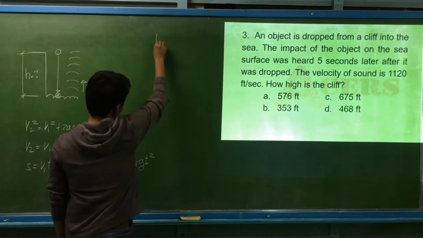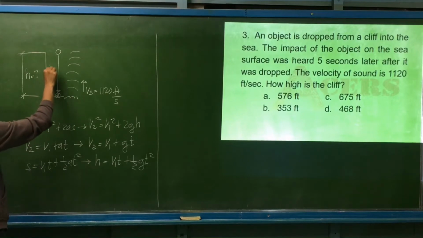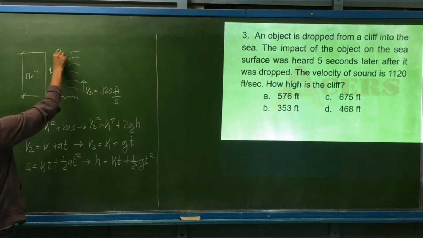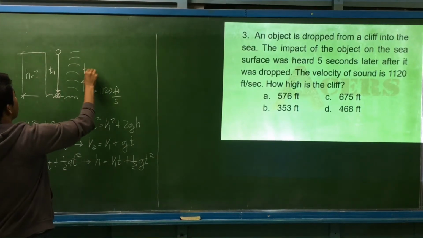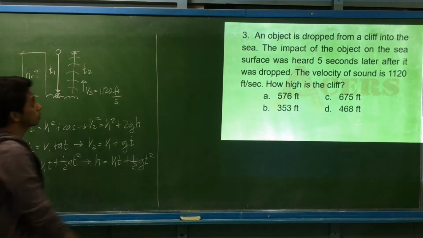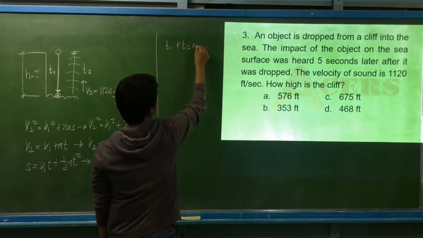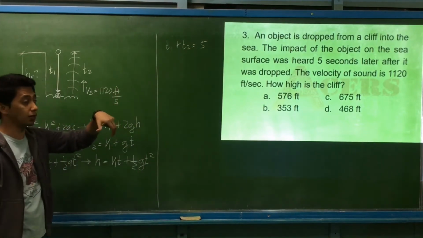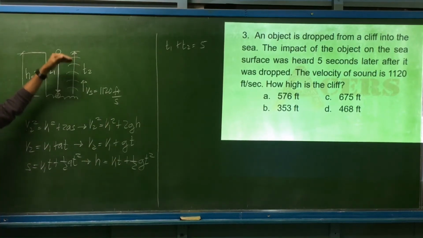So again, we'll be having two times here. Time number 1 is for the object to fall and reach the surface of the ocean. Then time number 2 is for the sound to travel. So we'll be having time number 1 plus time number 2, a total of 5 seconds. Time number 1 for the object to fall, time number 2 for the sound to travel upward.